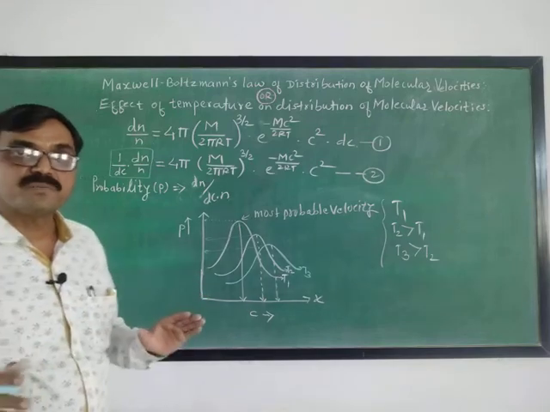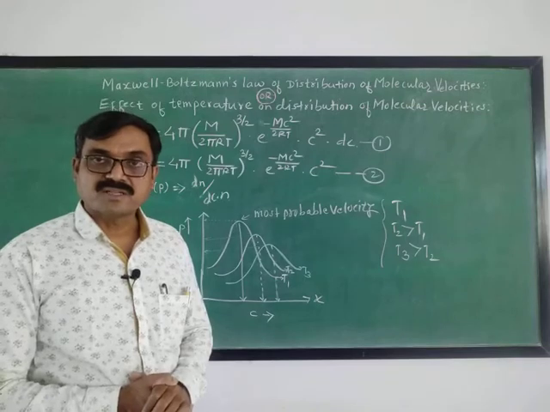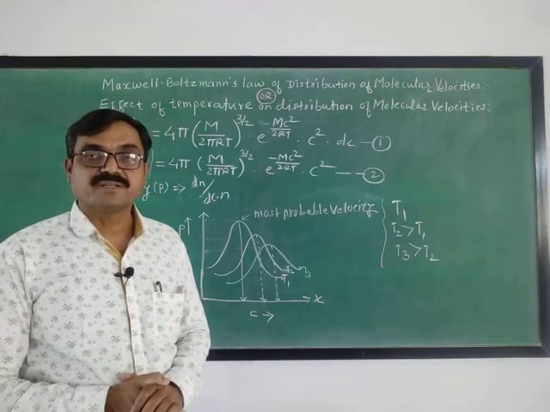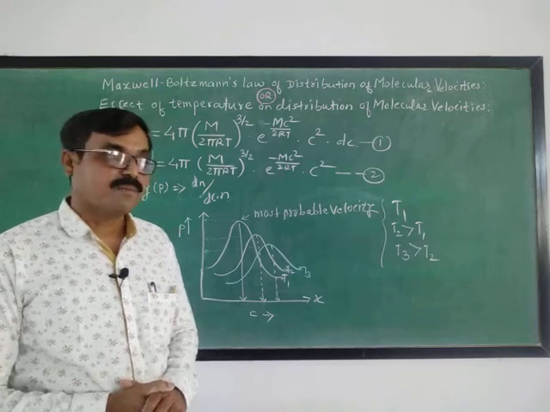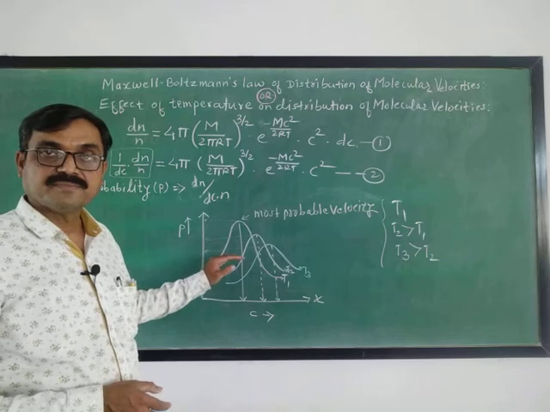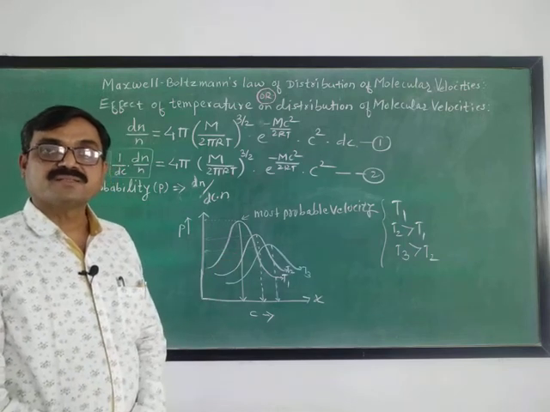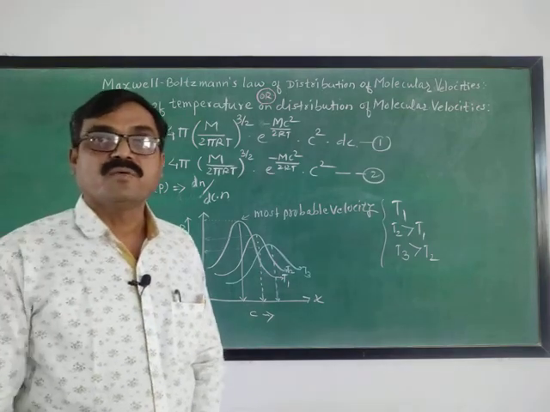Means there is an effect of temperature on the distribution of molecular velocity. And what is that effect? As the temperature increases, the value of most probable velocity also increases, but the fraction of molecules goes on decreasing. This is Maxwell-Boltzmann's distribution law of molecular velocity.